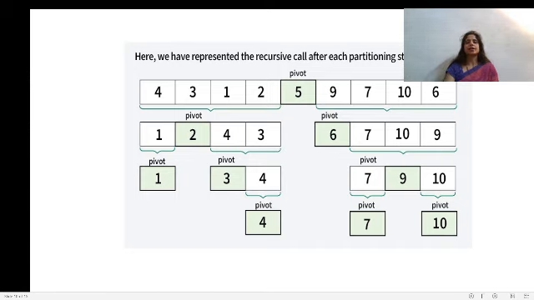These all, 9, 7, 10, will go towards the right hand side of 6. In the same way, in subarray number 1, 4, 3 will go towards the right hand side, and 1 will go towards the left hand side. So again and again we'll repeat the process in this way, and the finally sorted array will be 1, 2, 3, 4, 5, 6, 7, 9 and 10. In this way we'll sort arrays using the quick sort algorithm.